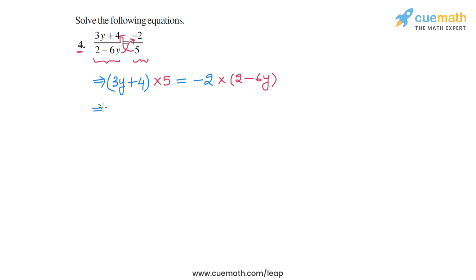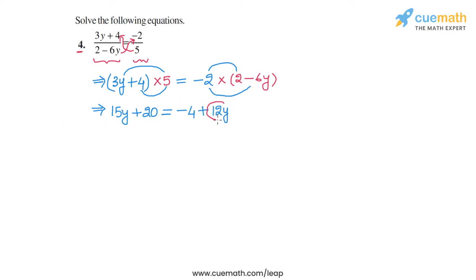And now let's expand the product. So 3y times 5 is 15y, and 4 times 5 is 20, so we get 15y + 20. On the right side we have -2 into 2, that's -4, and then we have -2 into -6y, that's +12y.